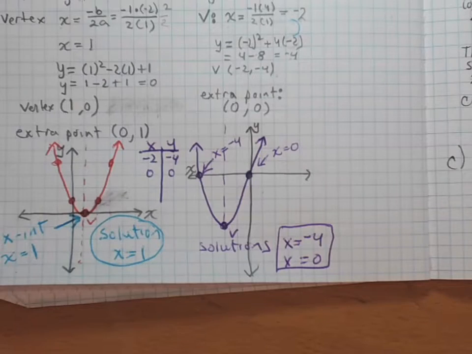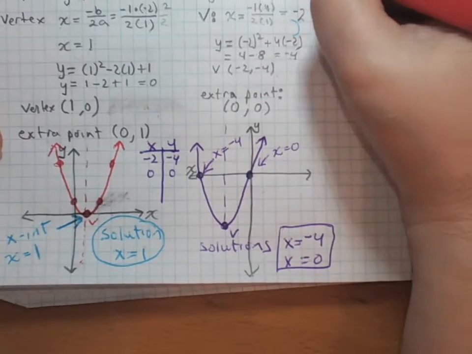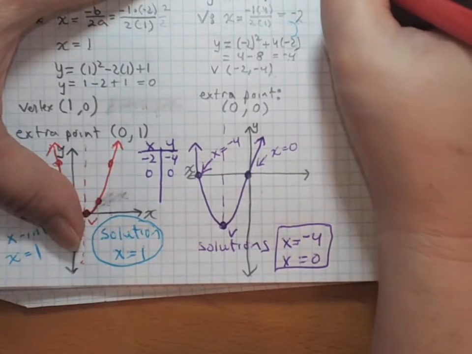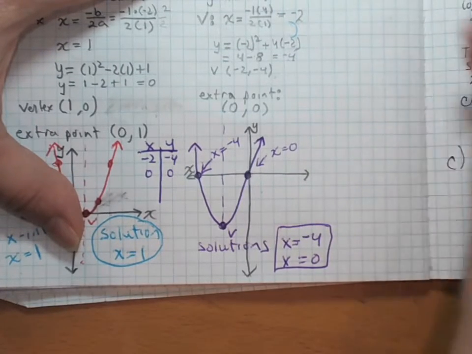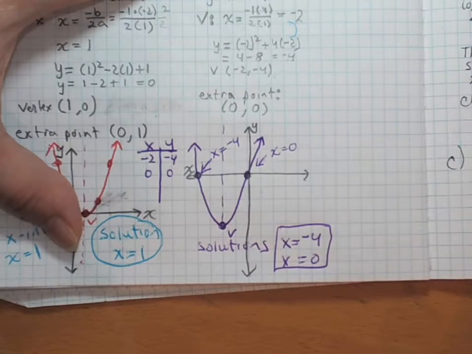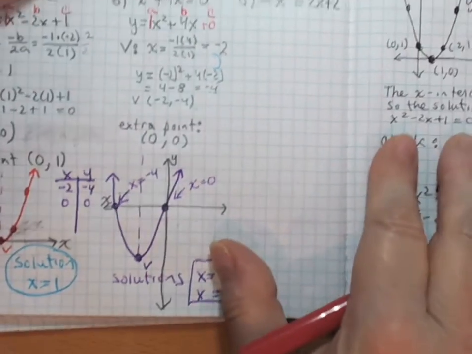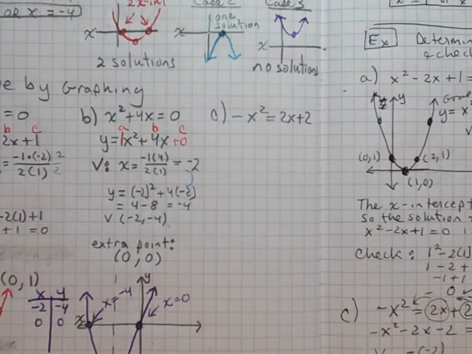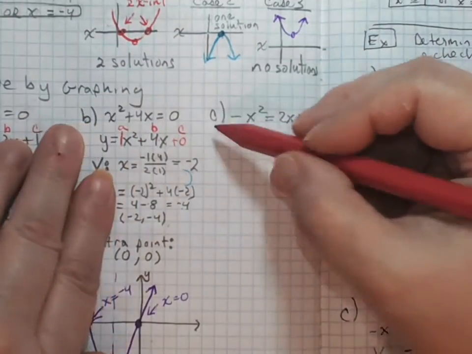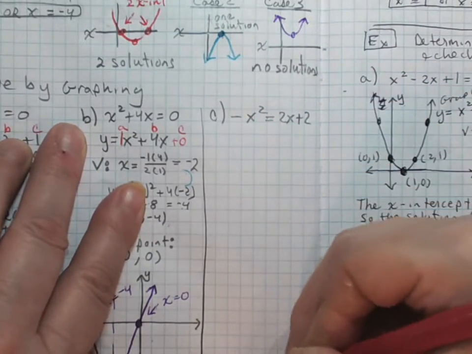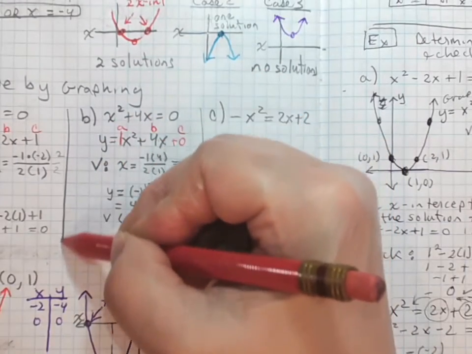Okay, I'm going to give one more example. So if you don't have enough space, just go to the next page. I know I'm squishing this in. All right, my last one. Negative x squared is equal to 2x plus 2. Oops, sorry. Got to make sure you can see that. Let me draw lines to separate my examples.